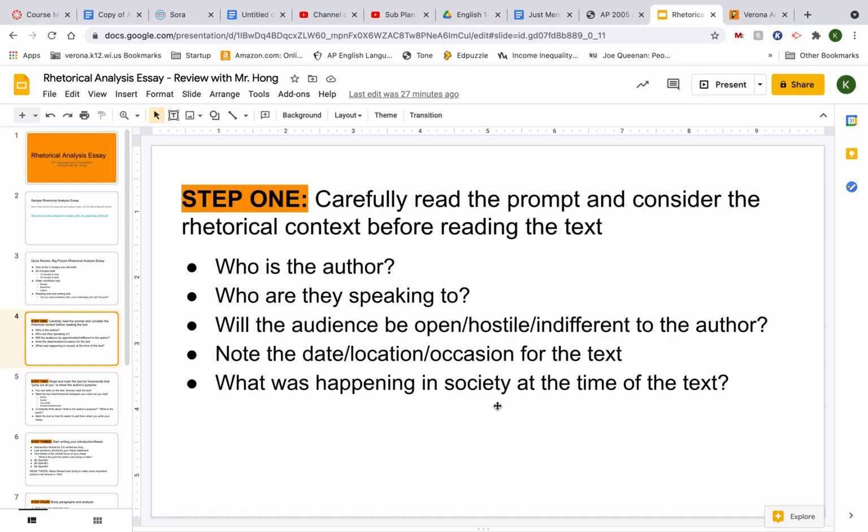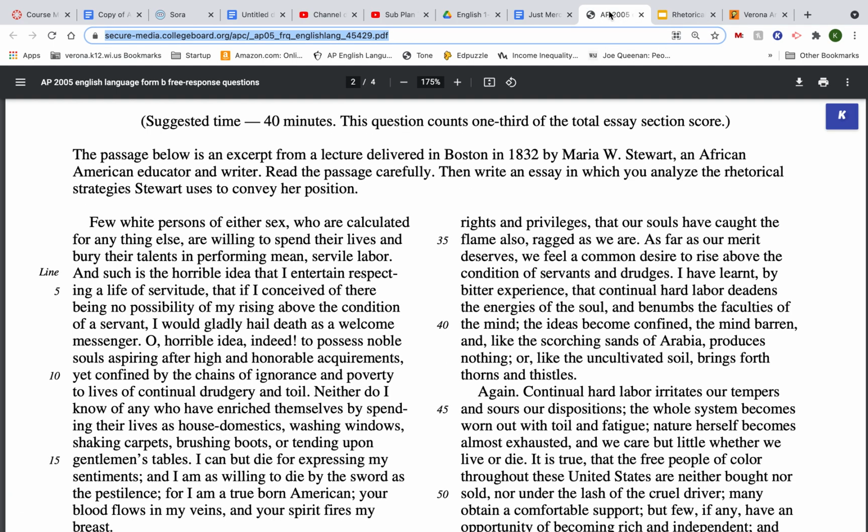Who are they speaking to? Is the audience going to be open, hostile, or indifferent to the whole situation and the author? If they give you a date, a location, or an occasion, please note that. And I want you thinking about that as you go through it. Also, what was happening in society at the time of the text, because this is important as well. So I'm going to model that for you with our sample prompt.